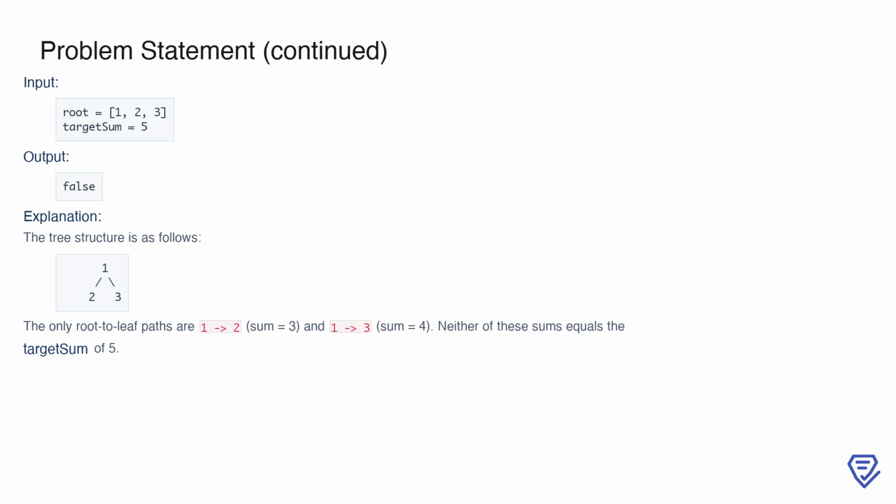This time, the tree has a root node with a value of 1 and two children, 2 and 3. The target sum is 5. The possible root-to-leaf paths are 1 to 2, which sums to 3, and 1 to 3, which sums to 4. Neither of these paths adds up to the target sum of 5. So, in this case, the output is false, as there's no root-to-leaf path that meets the required sum.